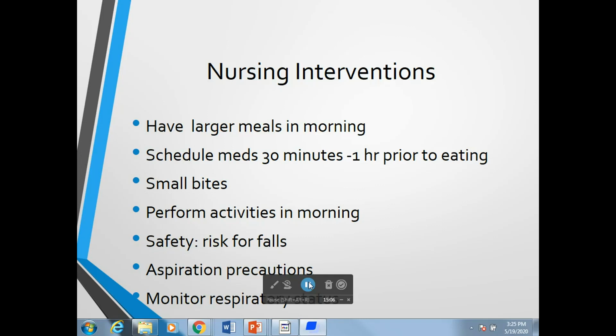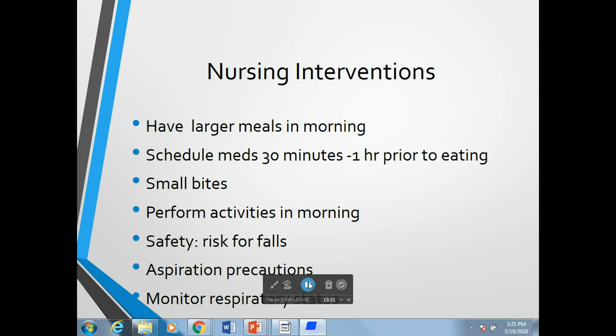Safety: watch for falls, because remember they're going to be weak in their arms and legs. If they're having visual problems, that's also going to put the patient at risk for falls. So you want to make sure that their room is clutter free. With aspiration precautions, you want to have the head of the bed raised at least 30 degrees, and you want to monitor their respiratory status. So watch their breathing rate, respiration rate. You may have to have some suction at bedside as well.